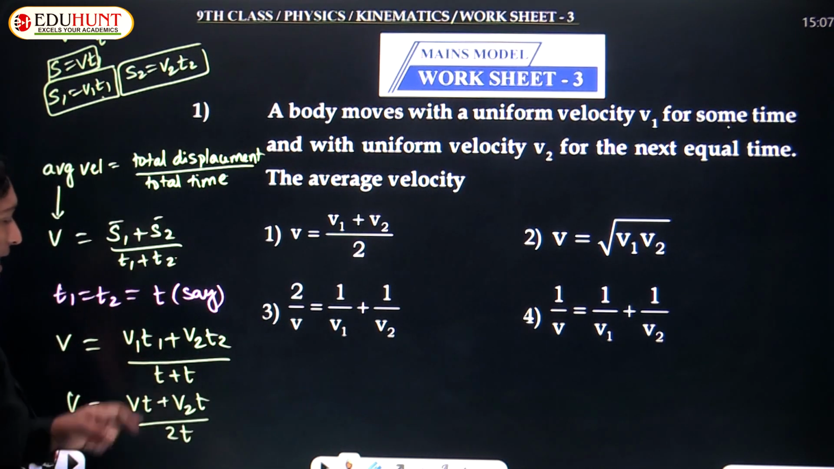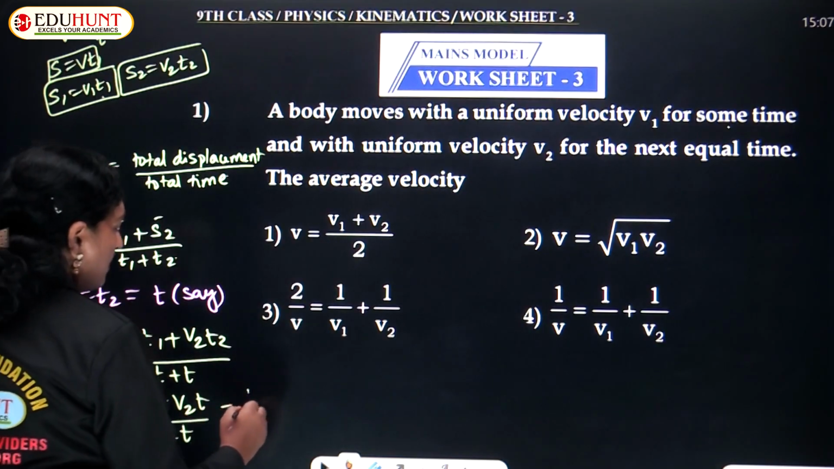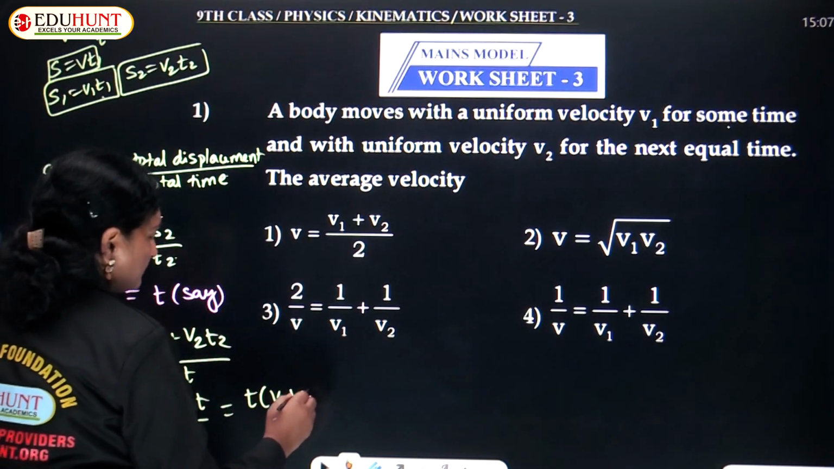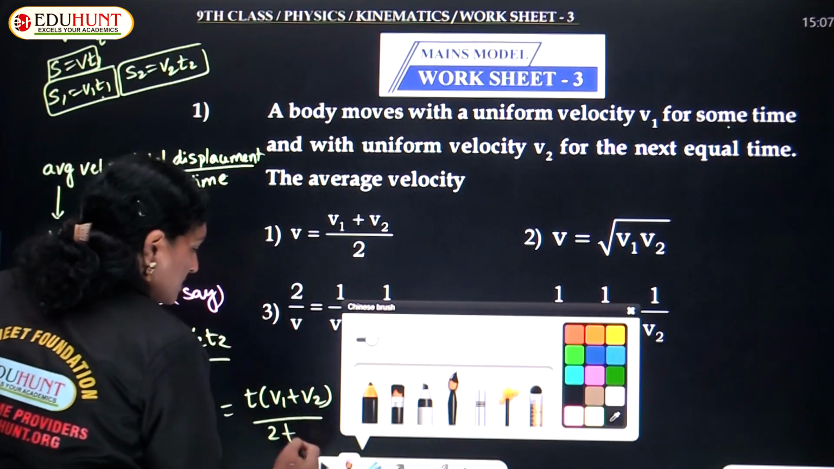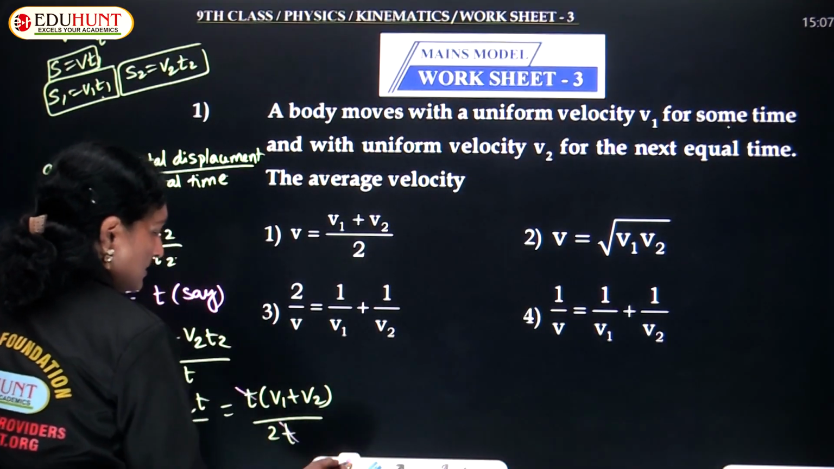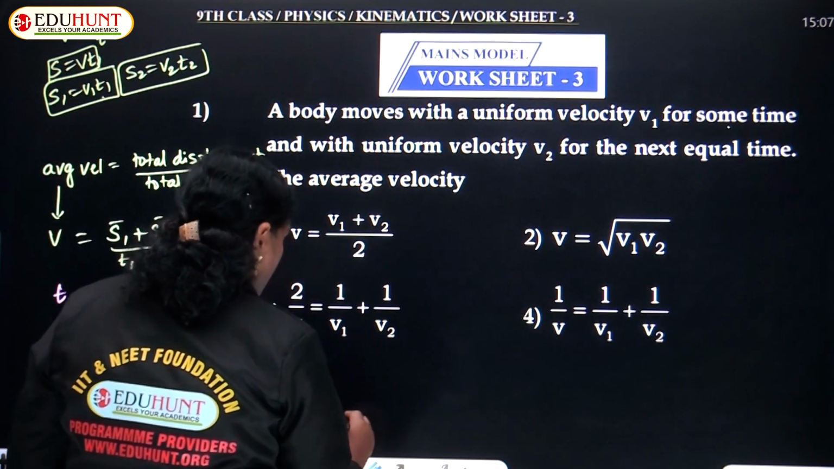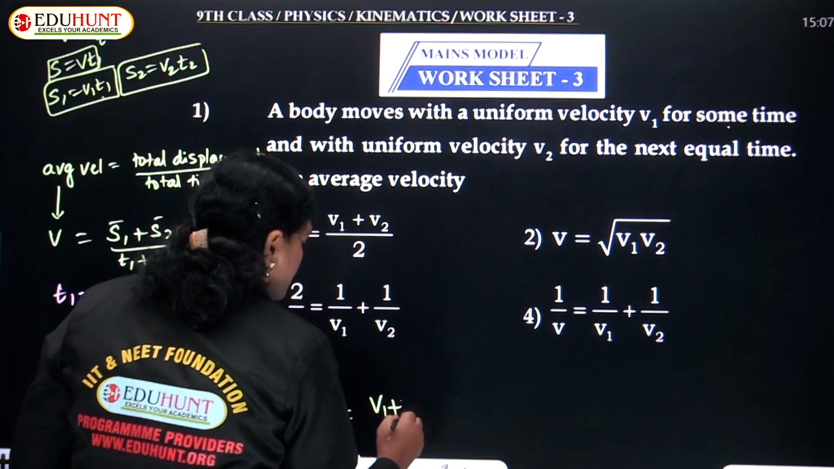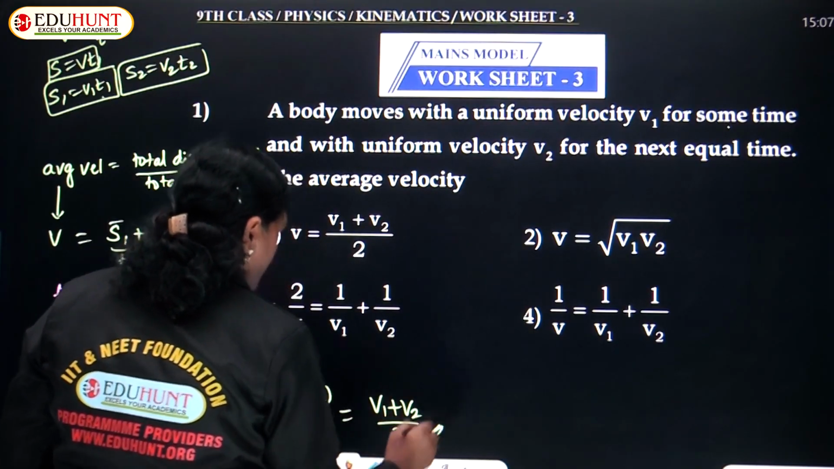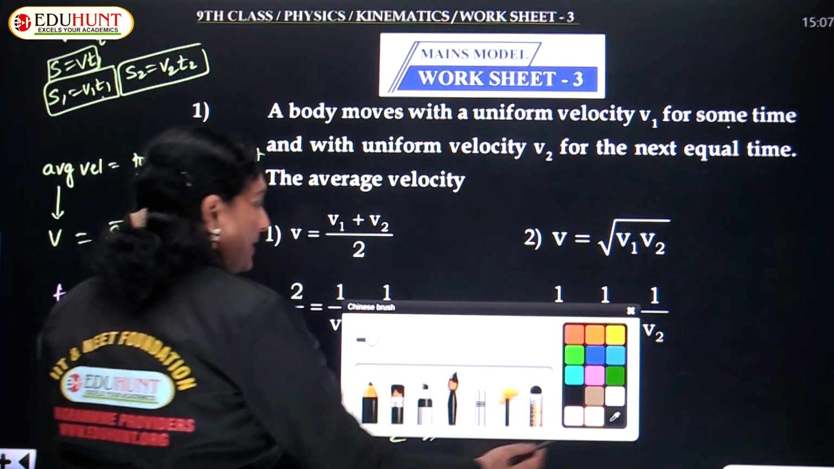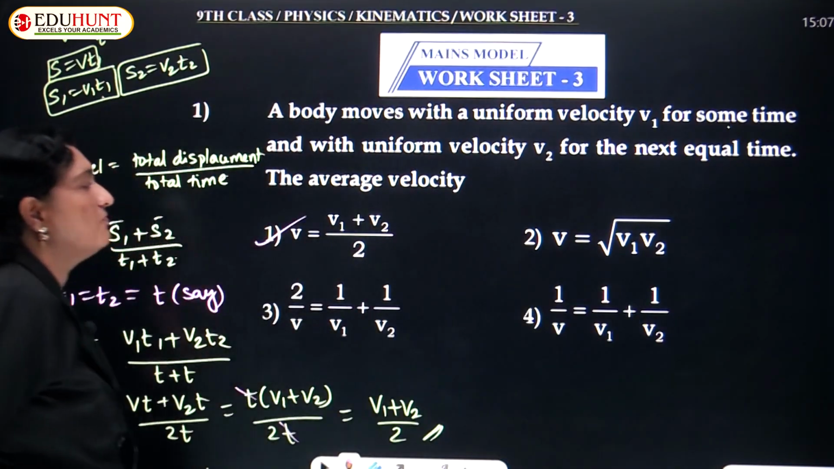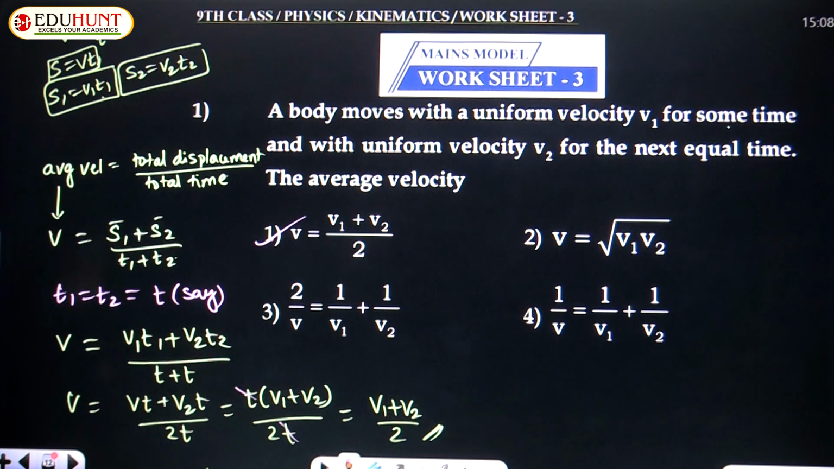All together you have T as common. Take out T as common. Then this T and T get cancelled, and you are left with V1 plus V2 upon 2. So, average velocity is taken as V1 plus V2 by 2. So, the first option must be true.